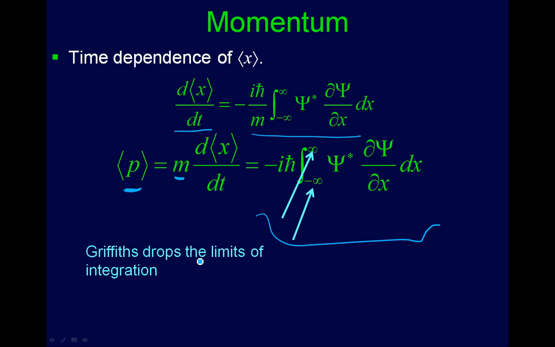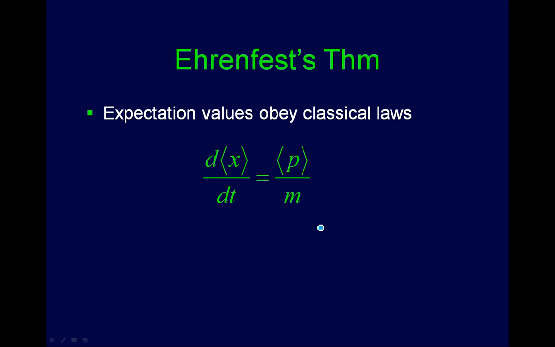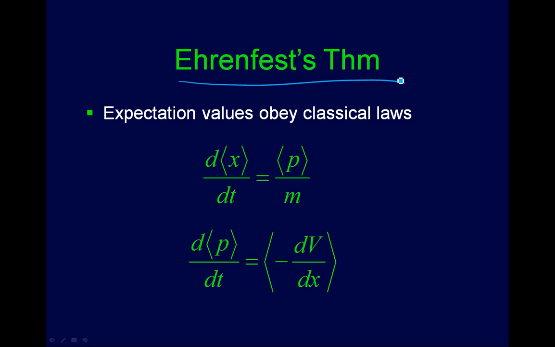And so it turns out to be here. Just one thing, Griffiths dropped the limits of integration at this point. I'll probably do the same just because it gets kind of busy. But this integral will end up being our momentum integral. And this is an example. We've talked about this before, Ehrenfest's theorem, that expectation values obey classical laws.